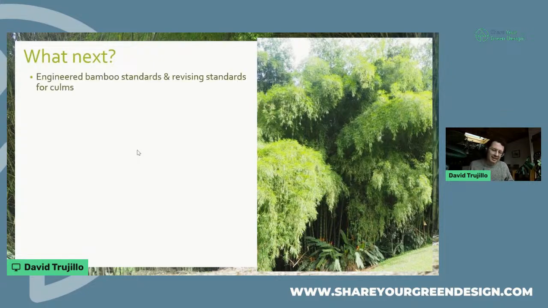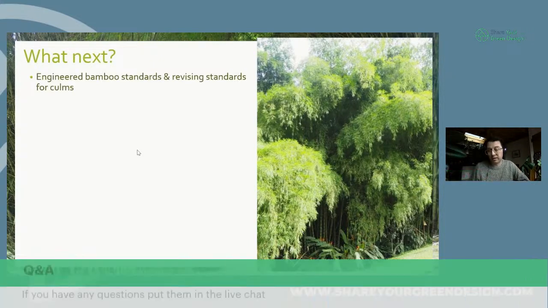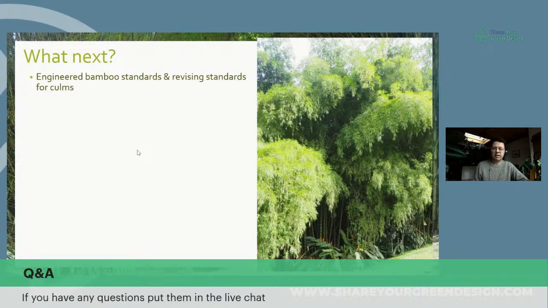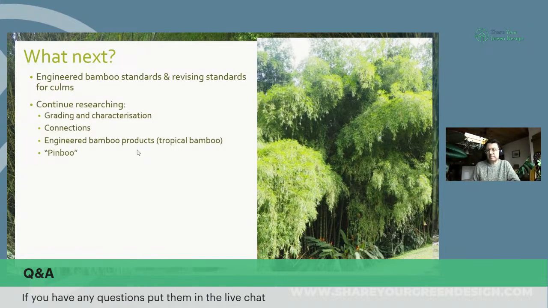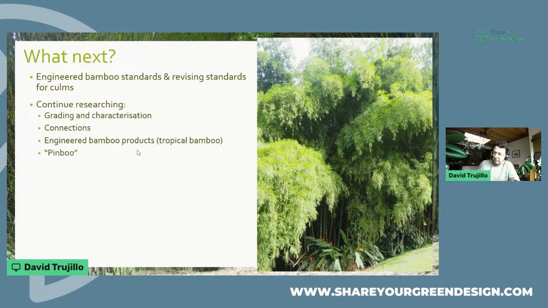What do I see next in my future? We're going to continue working on developing standards for engineered bamboo. We will work on revising the bamboo standards for culms because they need to be revised and updated. I'm going to continue doing my work around grading and how to characterize bamboo culms, because continuously people are approaching us about, oh, I want to use this bamboo in this part of the world, or this bamboo in that part of the world. And we want to guide them on how to go about characterizing them.